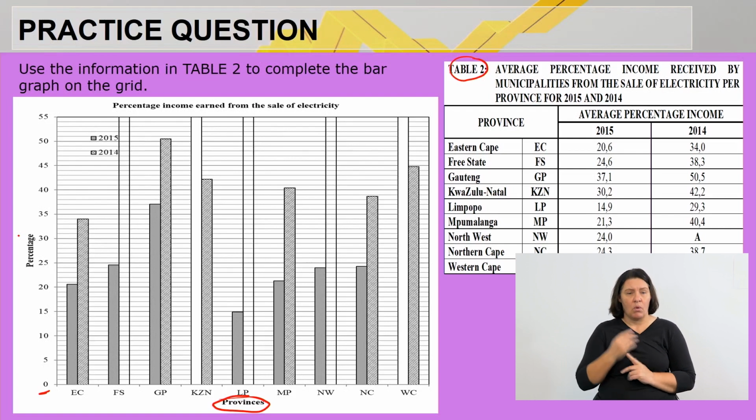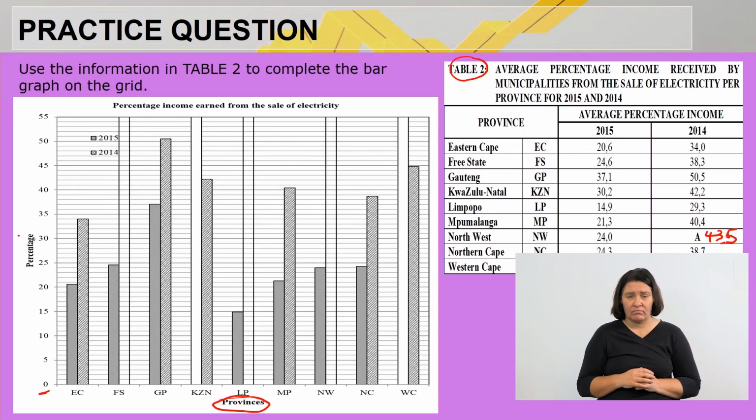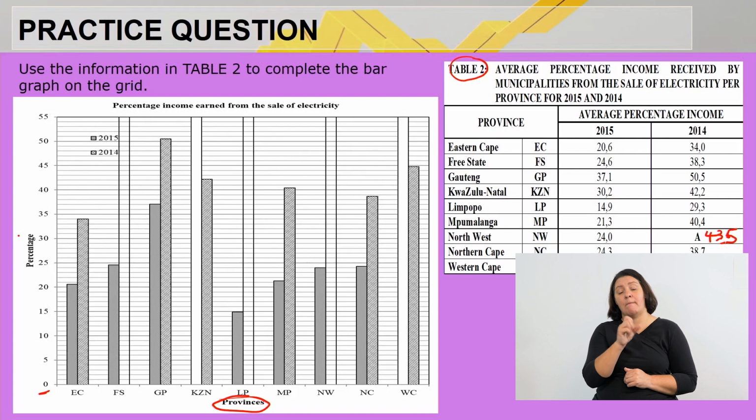Okay, so we have to complete this bar graph. Now, remember we indicated here, the value is 43,5, and remember that's already in percentage. The average percentage income is indicated there above. Now, looking at this bar graph, we'll see that Eastern Cape is already completed.